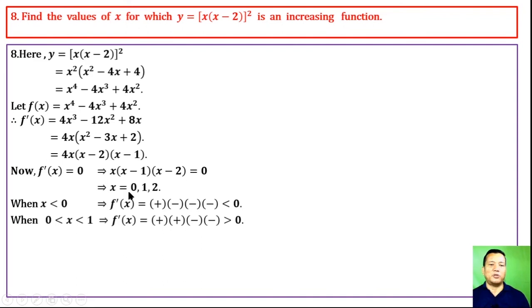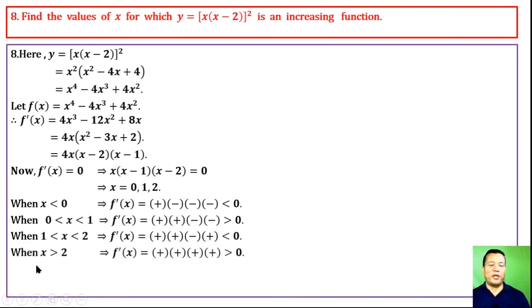When x is between 0 and 1, then the sign of f dash x is plus, plus, minus, minus. We get the product of two minuses is again positive, that is greater than 0. When x is lying between 1 and 2, the sign of f dash x is plus, plus, minus, plus. Then the product of only one minus is minus, which is less than 0. When x is greater than 2, the sign of f dash x is always plus.